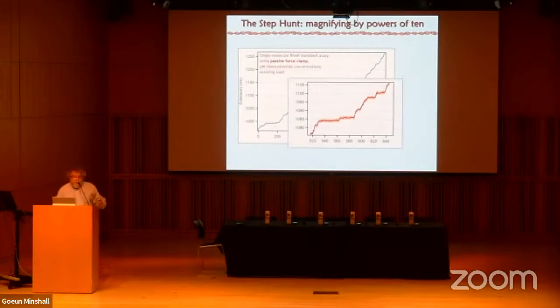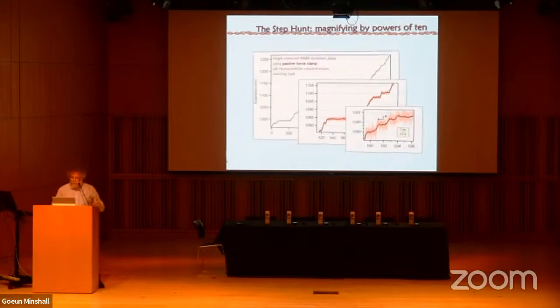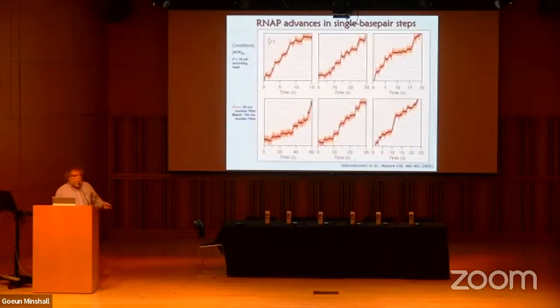And we're not interested in the stops, we're interested in the steps. So we're gonna blow it up by another order of magnitude. And now finally, although it's moving too fast to be seen at all of these, you'll see that it stops at particular intervals. And those intervals are all integral multiples of 3.4 angstroms, which is the distance between any two adjacent base pairs in the DNA helix. So we've achieved the resolution of single base pair steps.